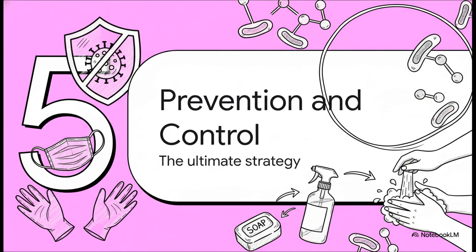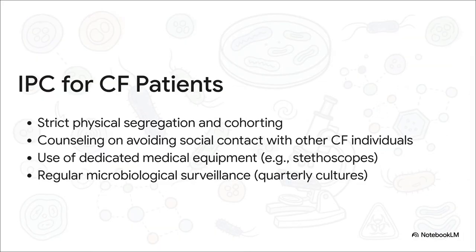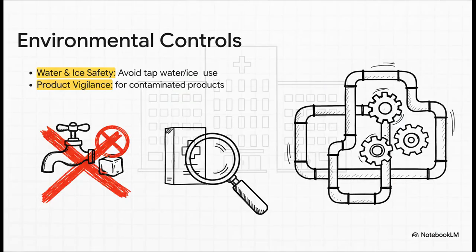So if identification is complex and treatment is a minefield, where does that leave us? Well, it brings us to what is without a doubt our most powerful weapon in the fight against Burkholderia multivorans: infection prevention and control. Because this organism can spread so easily between CF patients, the IPC rules have to be absolutely ironclad. We're talking strict physical segregation in clinics and hospitals, counseling patients to avoid social contact with each other, and using dedicated medical equipment for every single patient, down to the last stethoscope. And of course, regular surveillance cultures are key to catching any new acquisition early so you can break that chain of transmission.